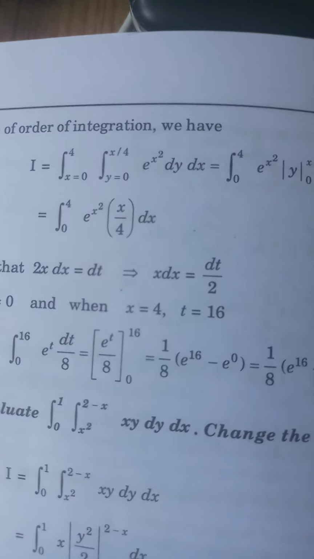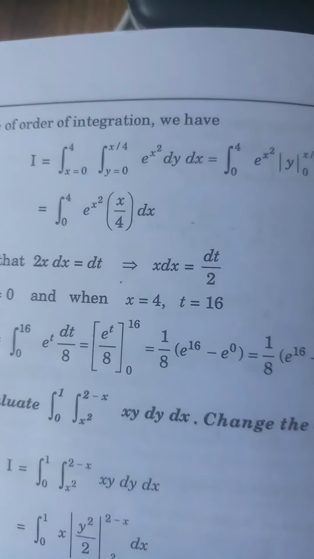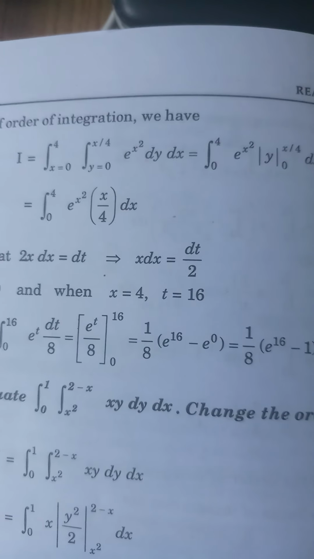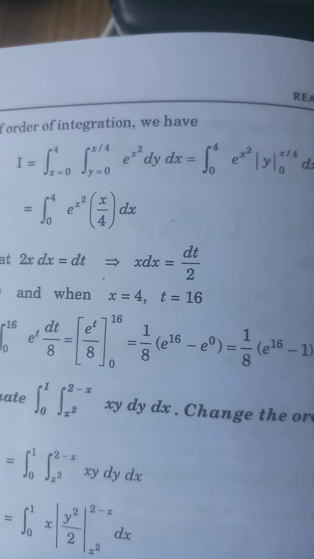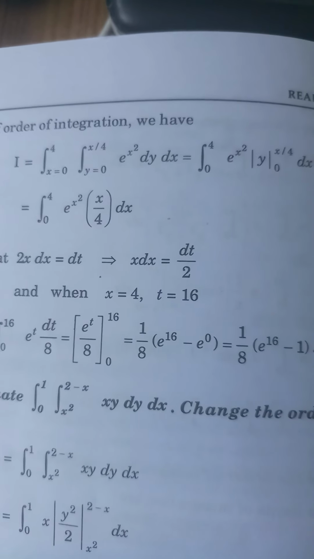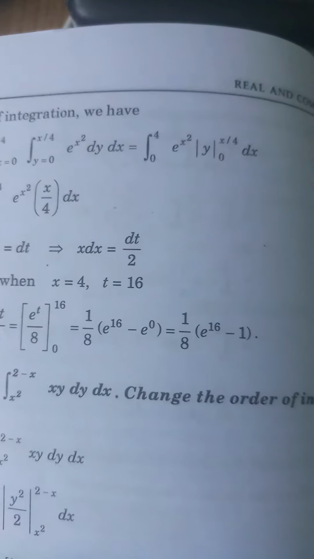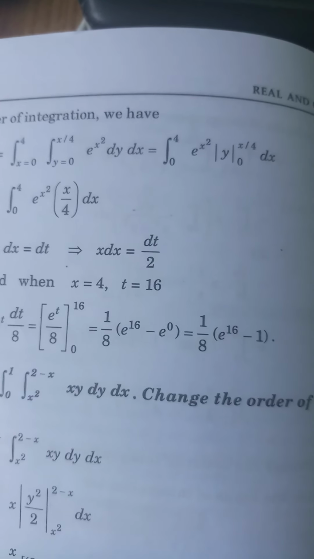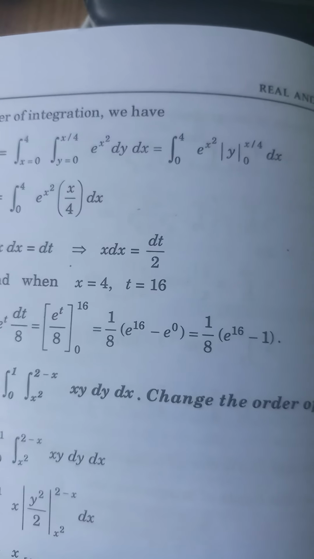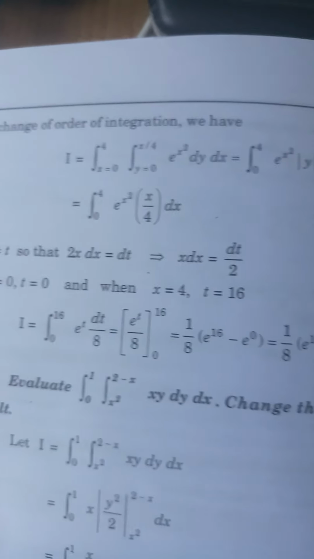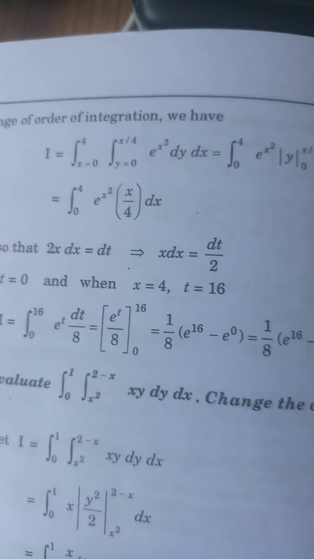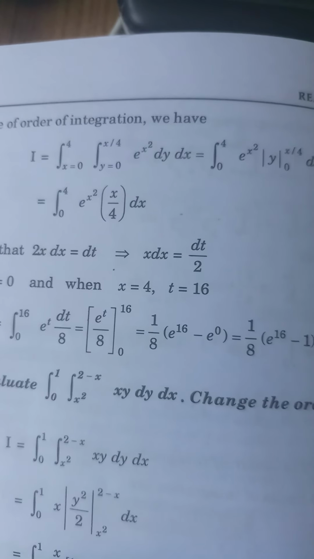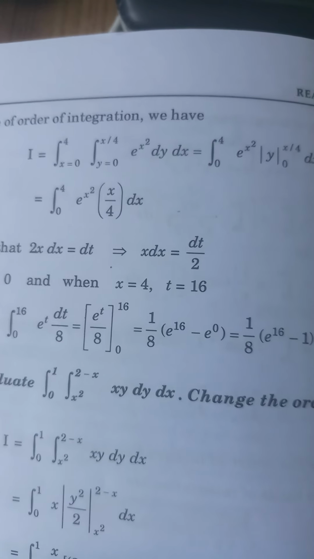आफ्टर चेंज ऑफ ऑर्डर ऑफ इंटीग्रेशन वी हैव I equal to integration x equal to 0 to 4, integration y equal to 0 to x by 4, e की पावर x स्क्वायर dy dx. इंटीग्रेशन 0 to 4 e की पावर x स्क्वायर into y, 0 to x by 4, dx. इंटीग्रेशन 0 to 4 e की पावर x स्क्वायर x by 4 dx.